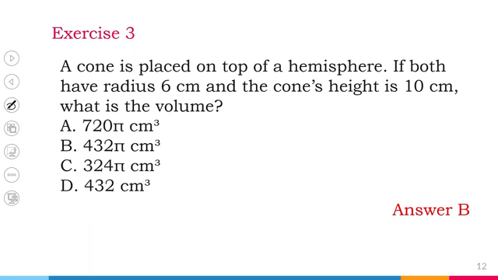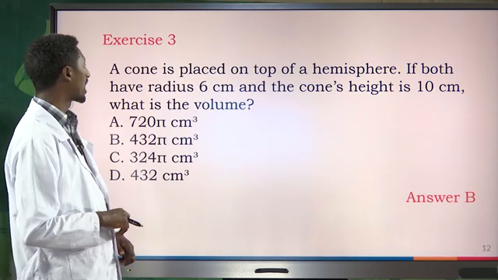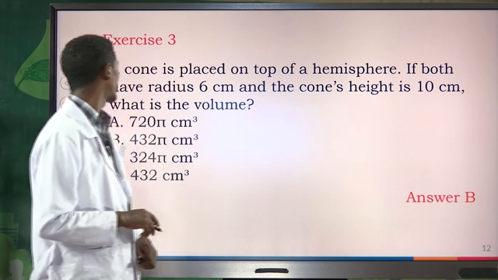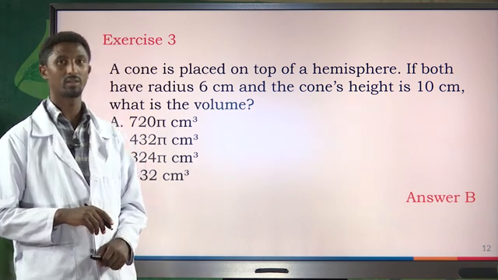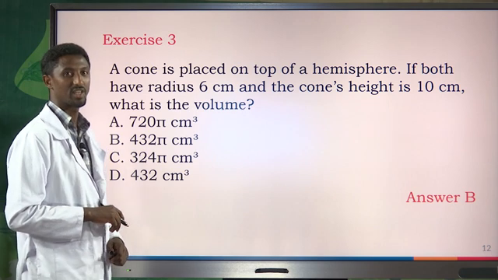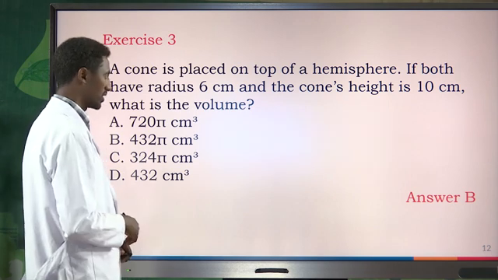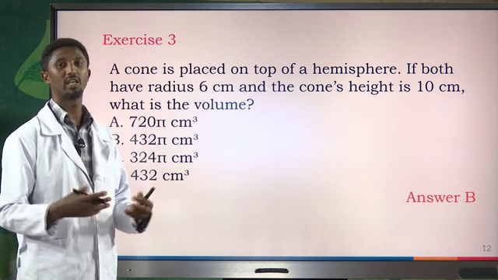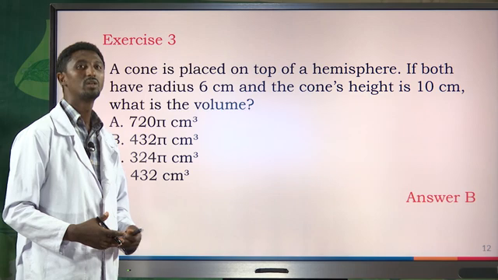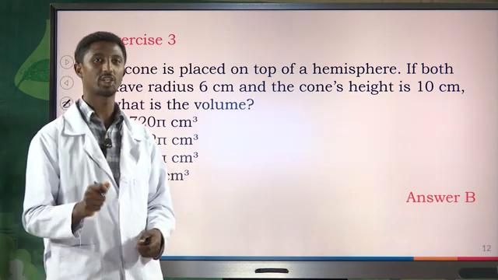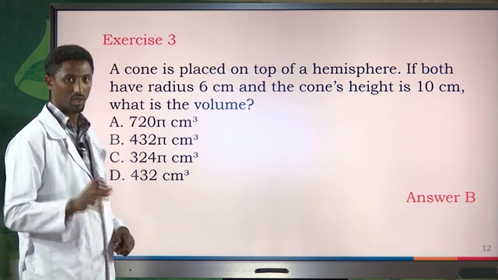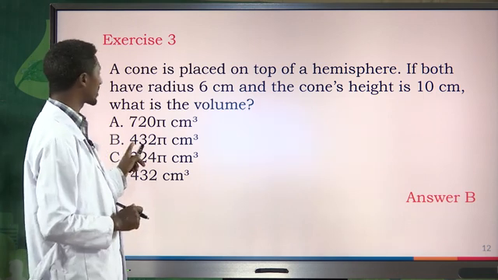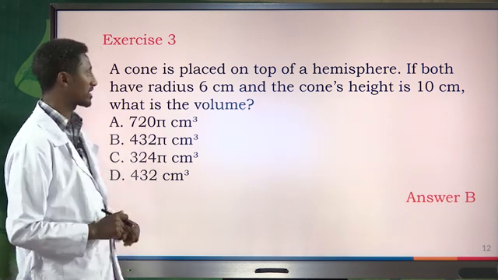Example 3, a cone is placed on the top of a hemisphere. There is a hemisphere. So on the hemisphere, a cone is placed on the top. If both the cone and the hemisphere have a radius 6 centimeter and the cone's height is 10 centimeter, what is the volume? The volume obtained by combining two solid figures is equal to the sum of the volume of each solid figure. So compute these values and check. The answer is 432 pi centimeter cube.